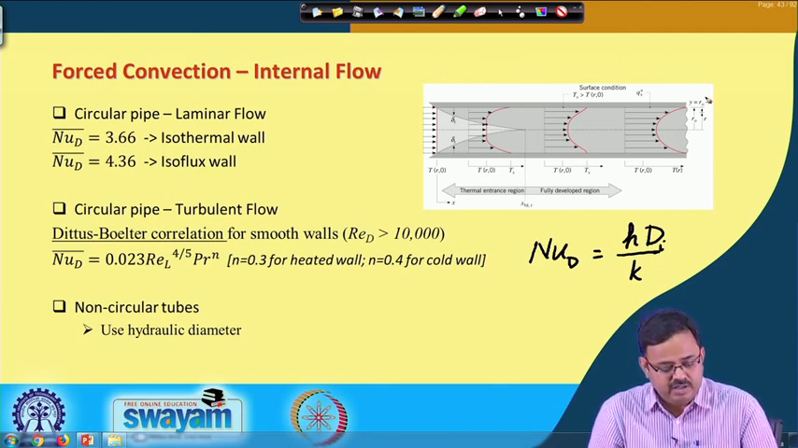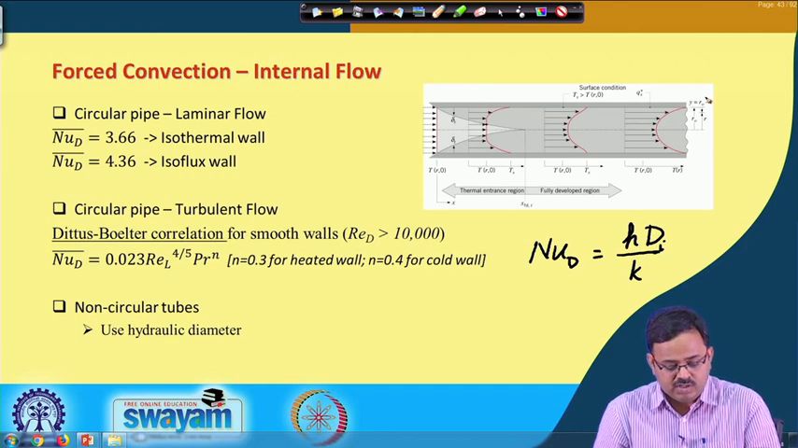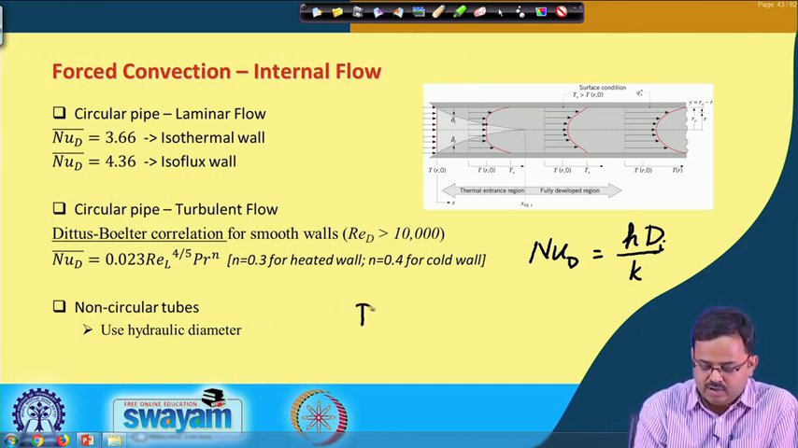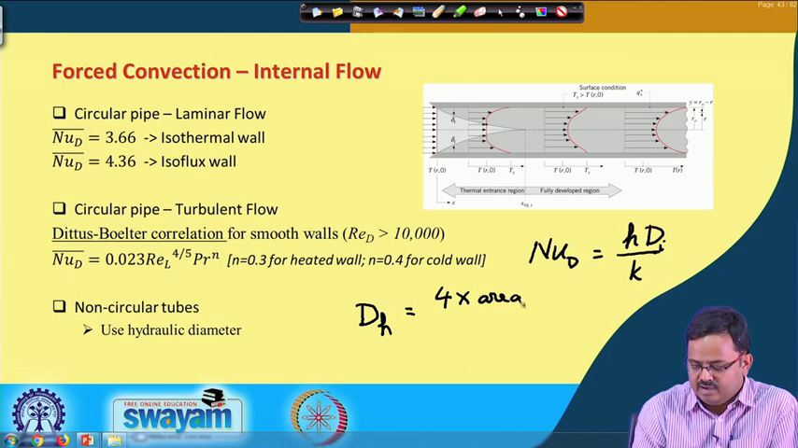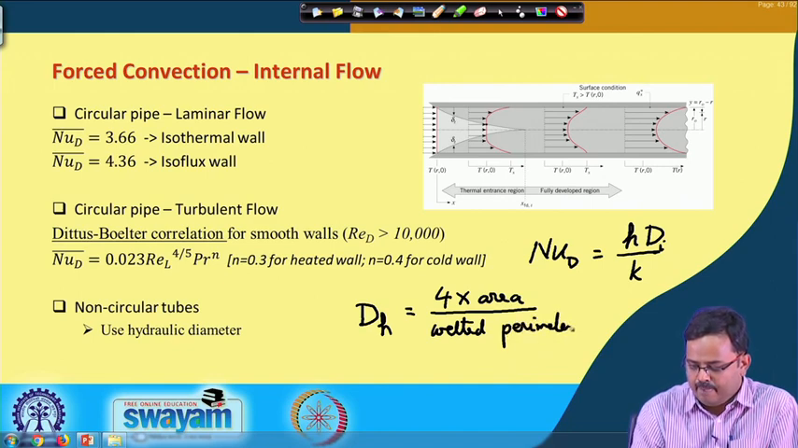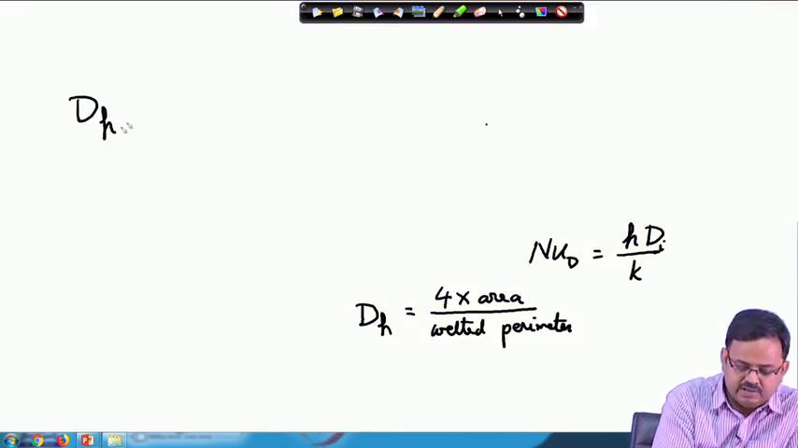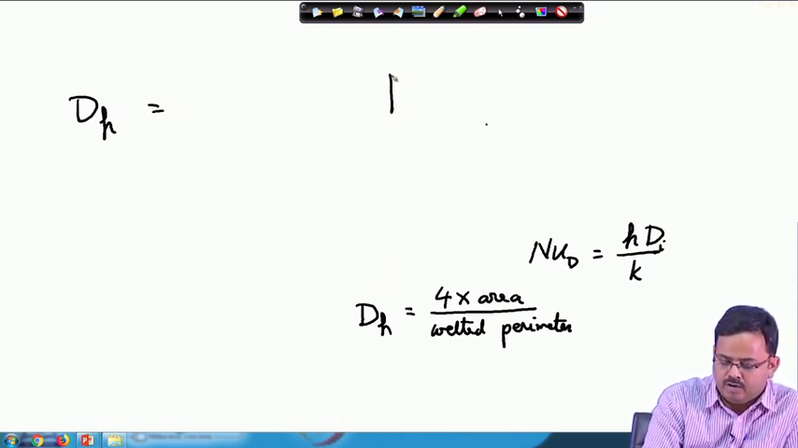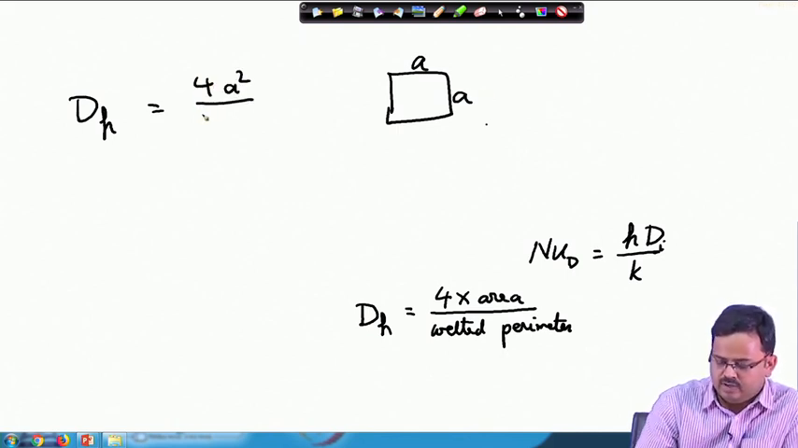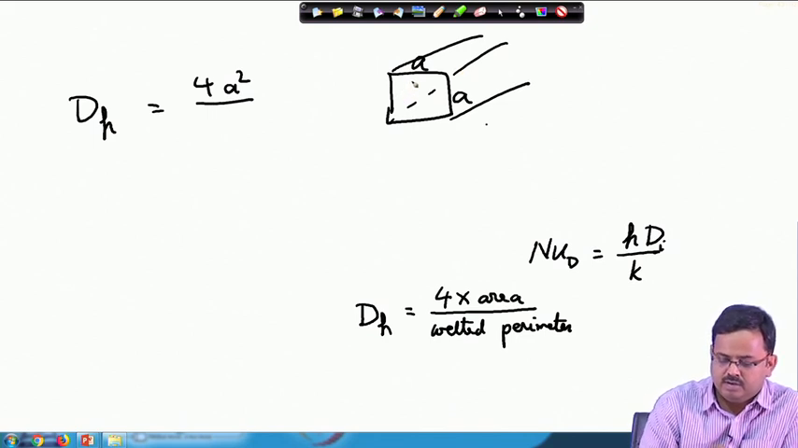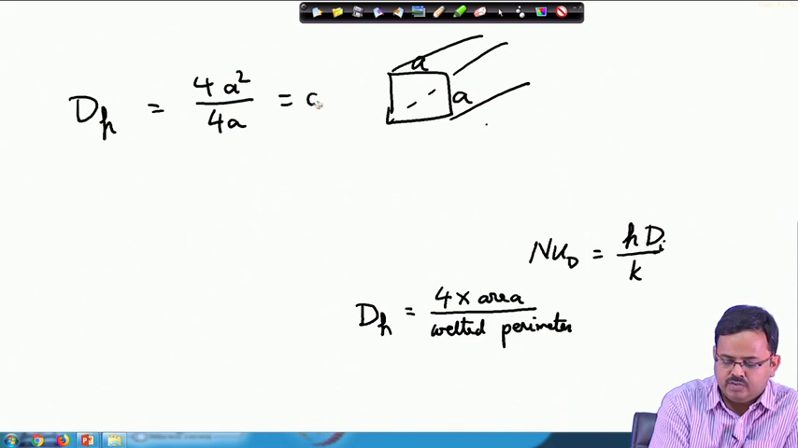Now, the question is, what happens if you use non-circular tubes? For non-circular tubes, what we do is we use something called a hydraulic diameter dH, which is given by 4 times area divided by wetted perimeter. So, let us go over here. What will be dH for a square? It is 4 a squared, 4 times area. This is the cross section of the pipe, instead of a circle. 4 a squared over 4 a equals a.